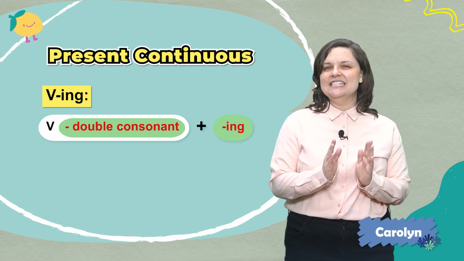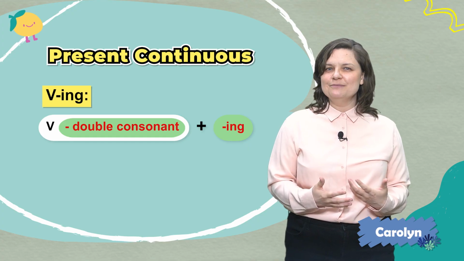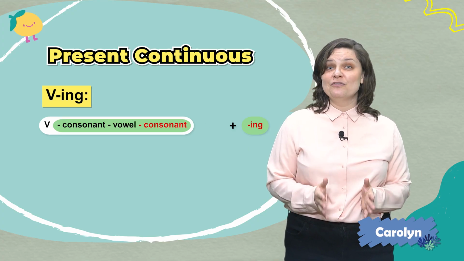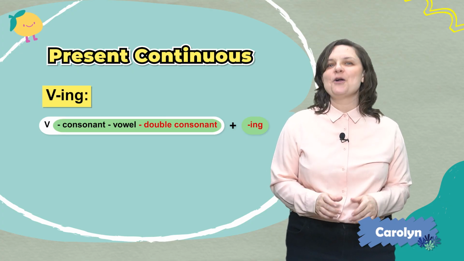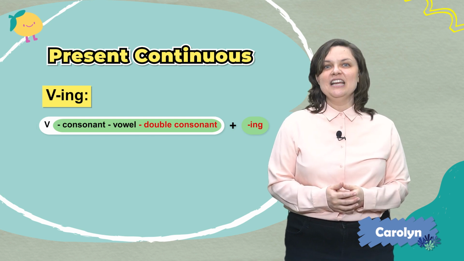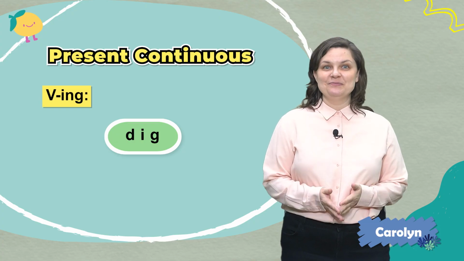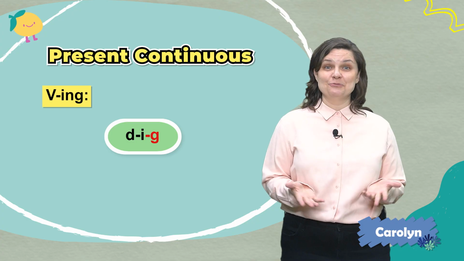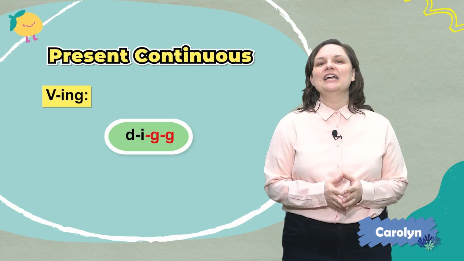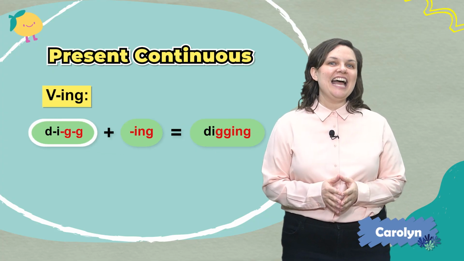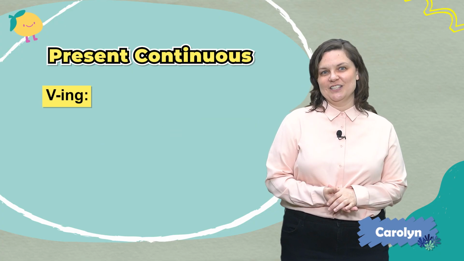Some verbs have a double consonant when we add ing. Although it looks complicated, it's a very simple rule. When the verb ends in a consonant, vowel, consonant, we double the last consonant before adding ing. Let's use the verb dig as an example. If you spell the verb dig, it has a consonant, vowel, consonant in the end, right? So we double the last consonant, letter G, and we add ing, digging, D-I-G-G-I-N-G.